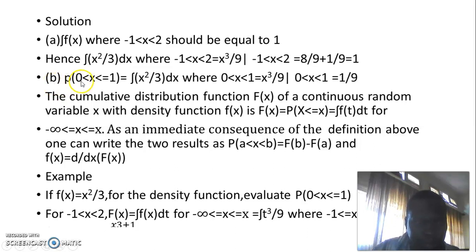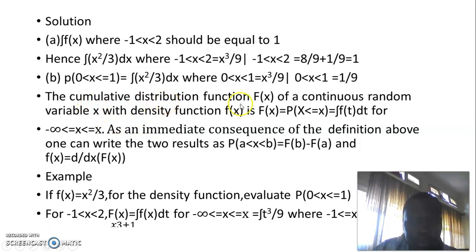The second part is to obtain the probability of x between 0 and 1. This is equal to the integral of x squared over 3 dx, where x is between 0 and 1. When we integrate x squared over 3, we get x cubed over 9. Then we substitute x between 0 and 1, so the probability is equal to 1 over 9.